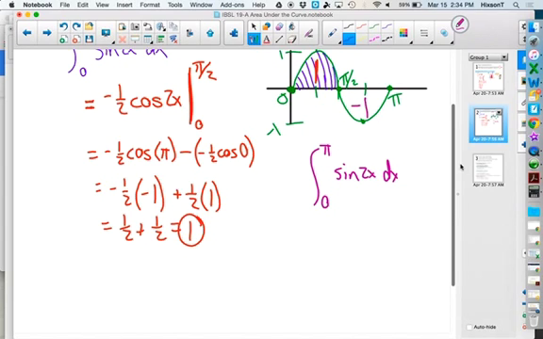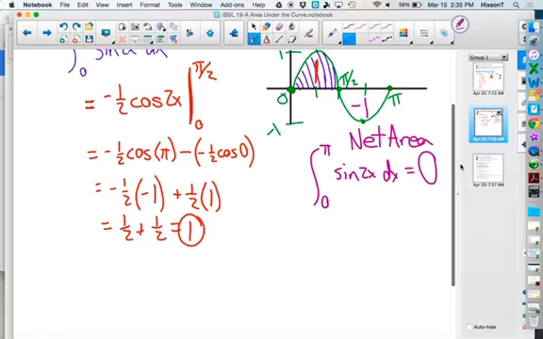Negative 1. So what's the area of this whole thing? 0. If we take the integral from 0 to pi of sine of 2x, we're going to get 0. And that's because doing a definite integral gives us what's called the net area.